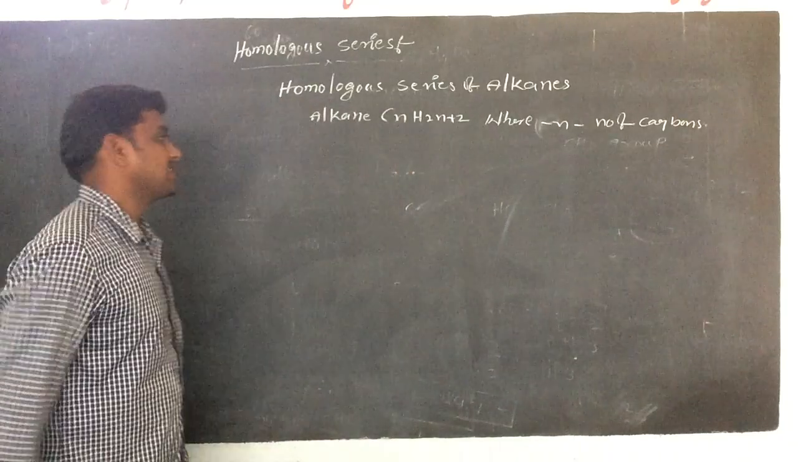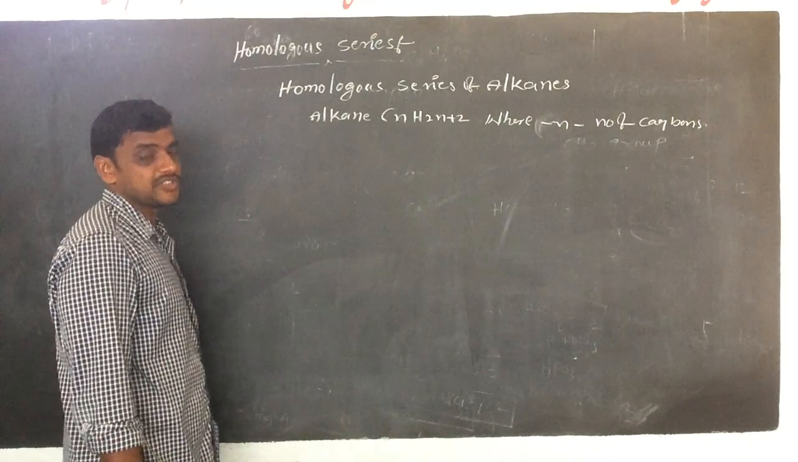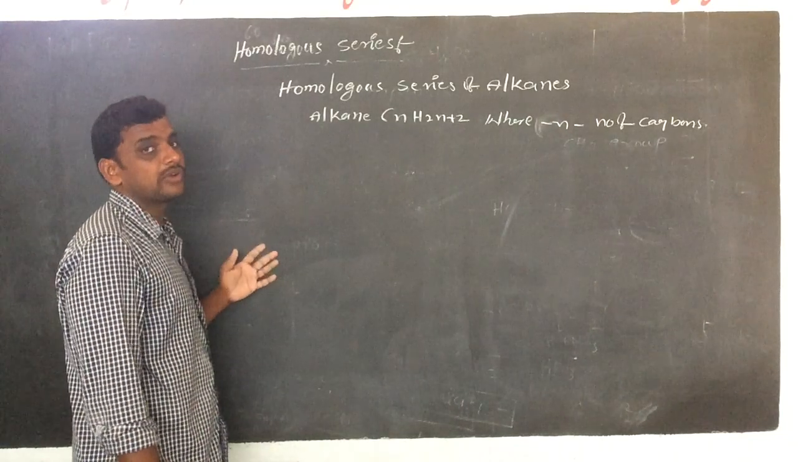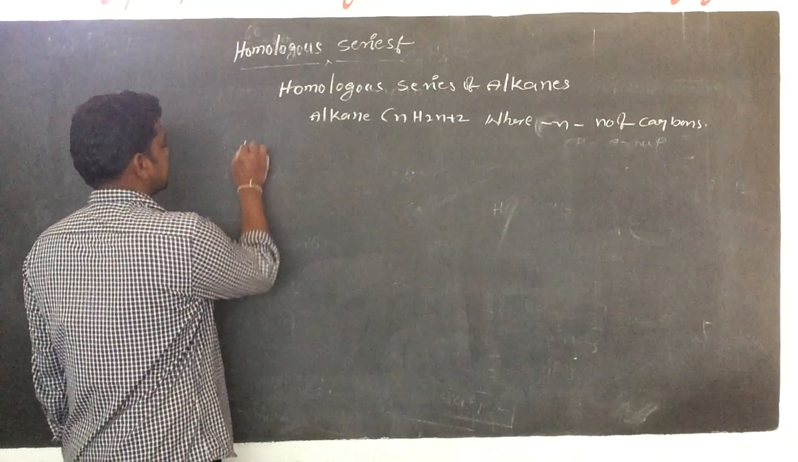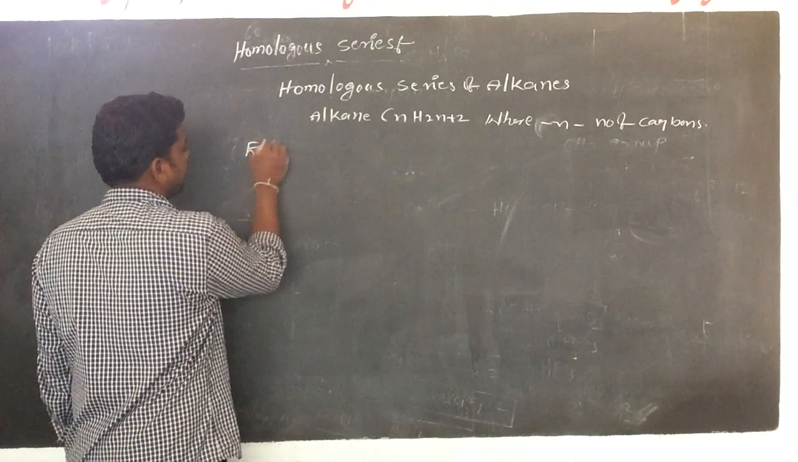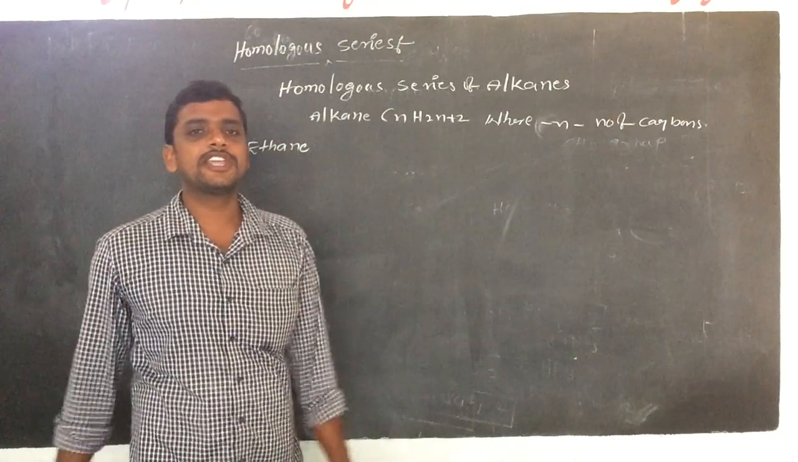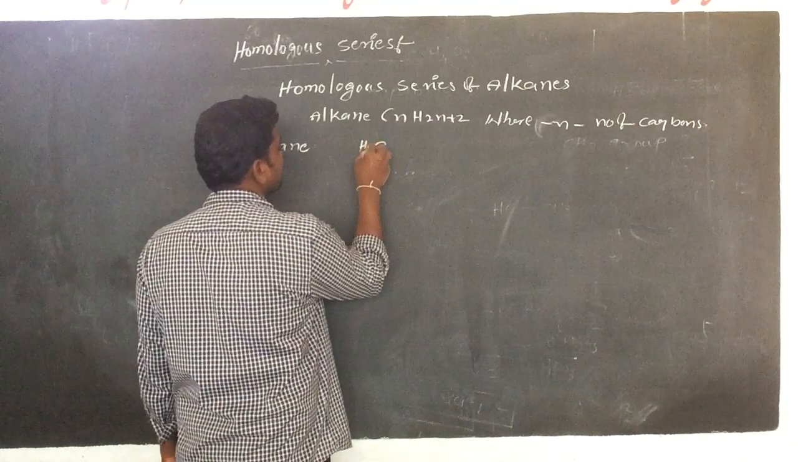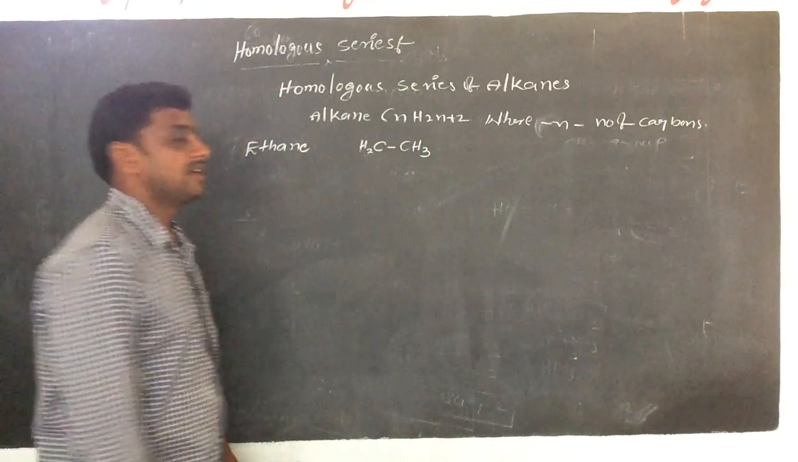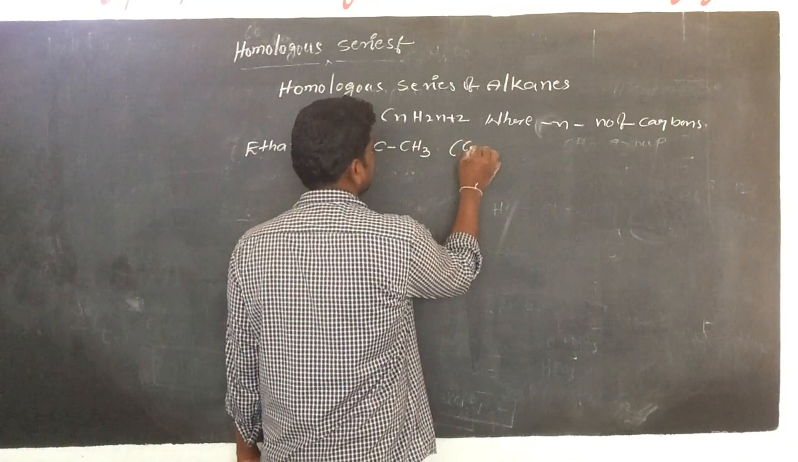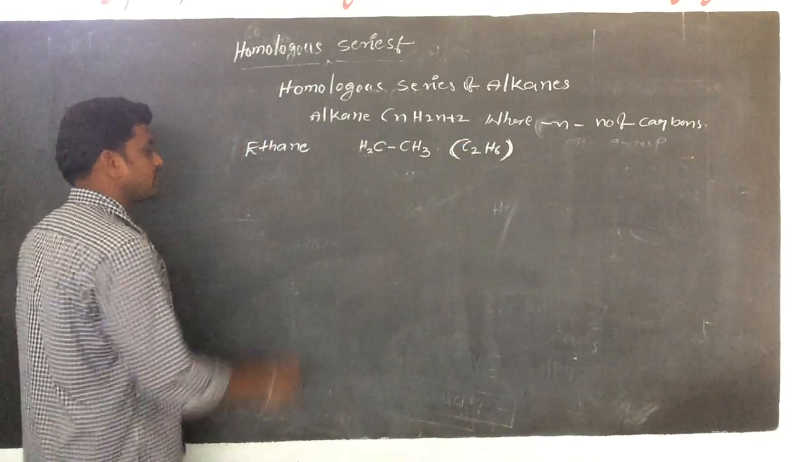First alkane is methane, CH4. We don't take methane; we have to take ethane, propane, butane, pentane, etc. First I take ethane. Eth means how many carbons in the parent chain? 2. An means all are single bonds. So CH3 single bond CH3. This is the structural formula. The general formula is C2H6.